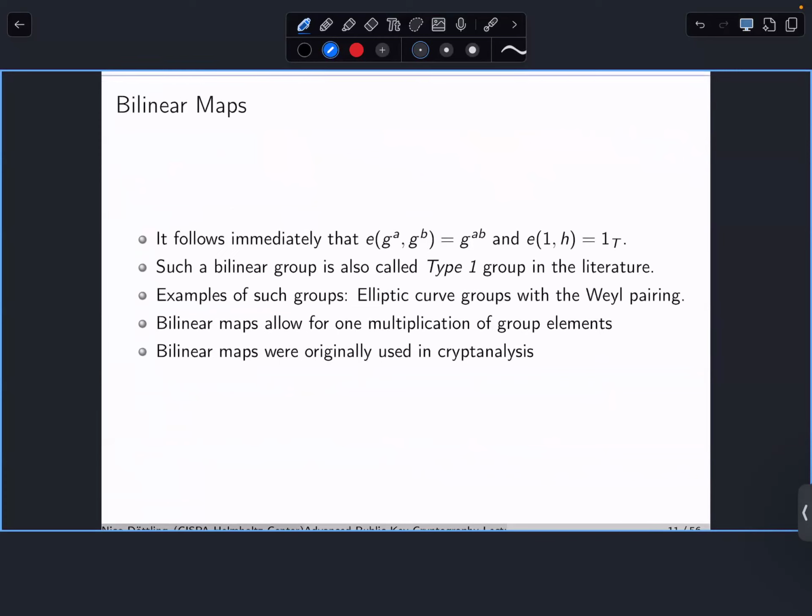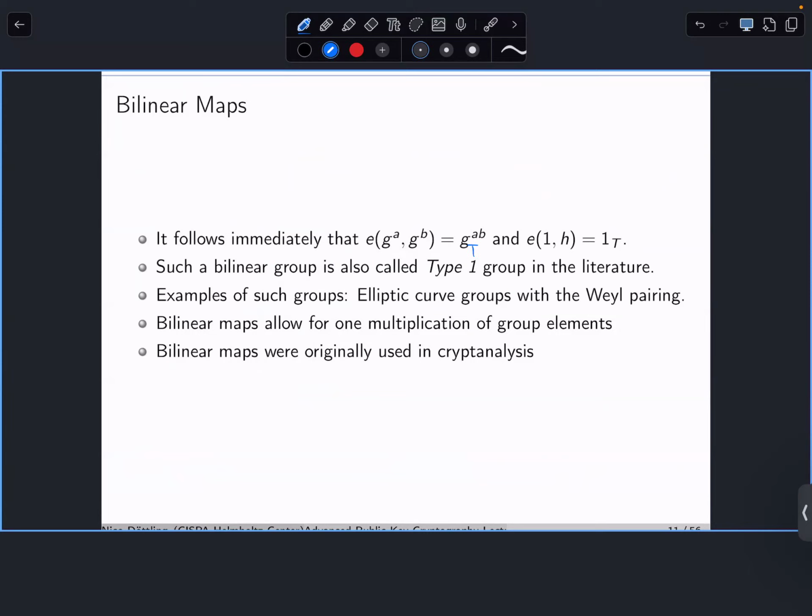So it follows immediately that e of g to the a comma g to the b is g_T to the a times b. And e of 1 comma h is just 1 in the target group, right? You can think of 1 as g to the 0. That immediately follows from this first property. 0 times anything else is, by the way, it should be g_T, the generator of the target group, to the ab. And good. Such bilinear maps are called type 1 bilinear maps. This is a symmetric bilinear map.